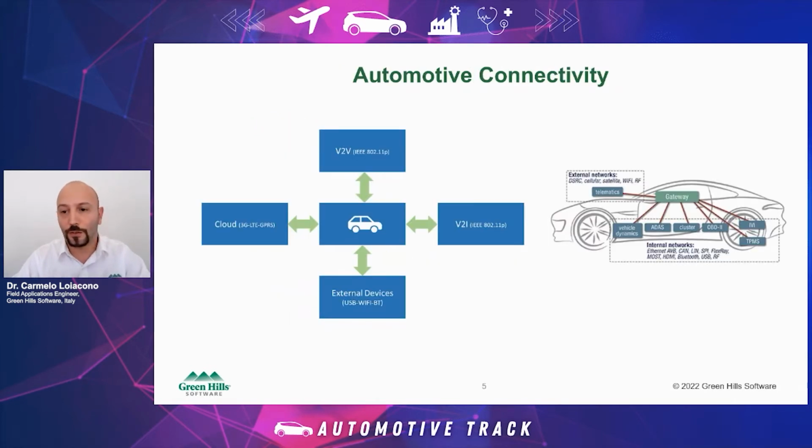Since the car is connected to the external world, as we mentioned before, we need to protect the car in some way. We use this component named gateway, which is connected to the internal components like the cluster, the IVI, and so on. It is connected to the car bus, but also to the external network. So we have to protect the car using this component.